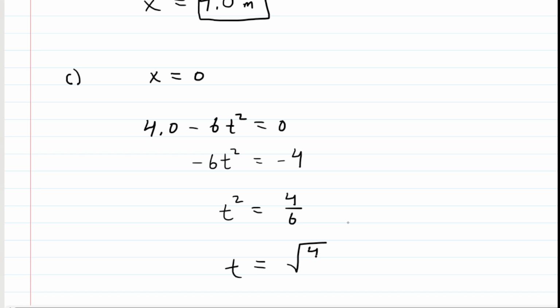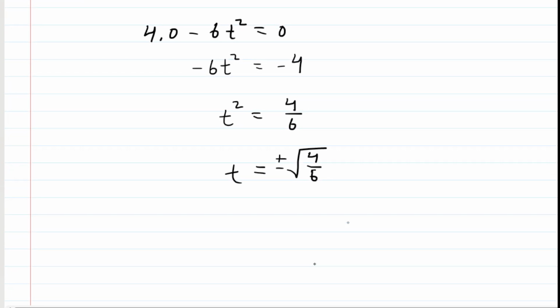Now, when we square root this fraction, we're going to get both a positive and a negative root. And that makes sense because the question wanted both a positive and a negative time. And so for the negative time, which is part C, we can get approximately negative 0.82 seconds. And then for the positive time, which is part D, the time would just be the positive 0.82 seconds.